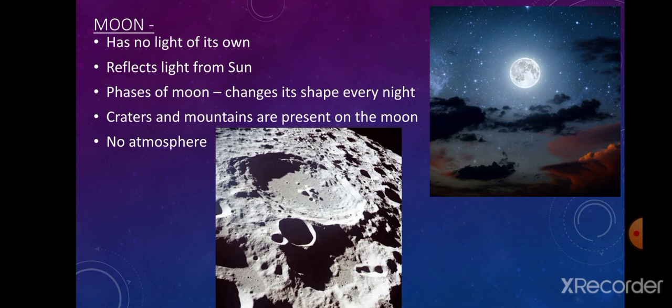Now, the surface of the moon is not even, meaning not plain. It is covered with mountains and craters. Craters are holes. You can see those hole-type structures in the picture. And how were these craters formed? When meteorites hit the moon, those craters were formed.